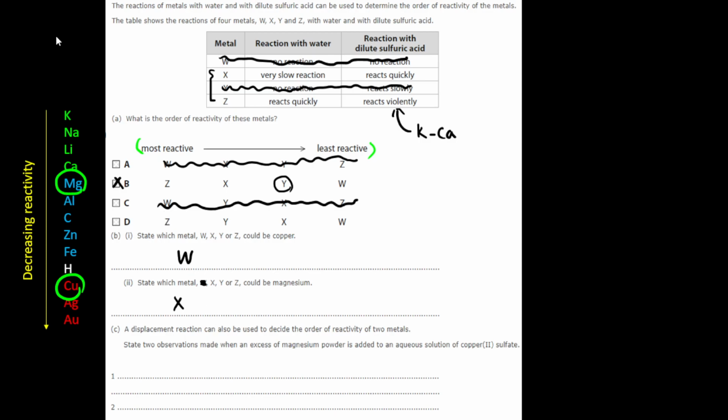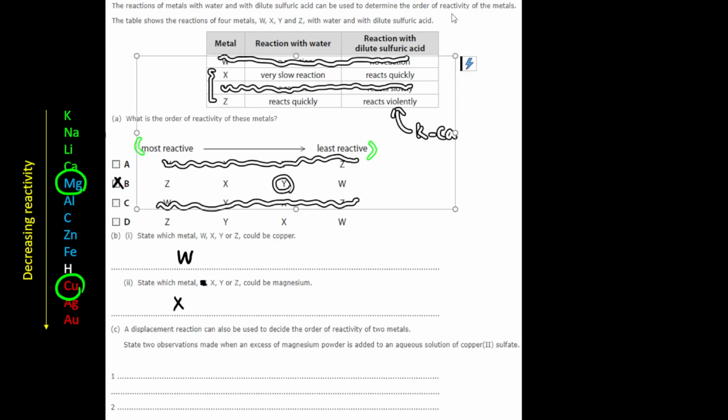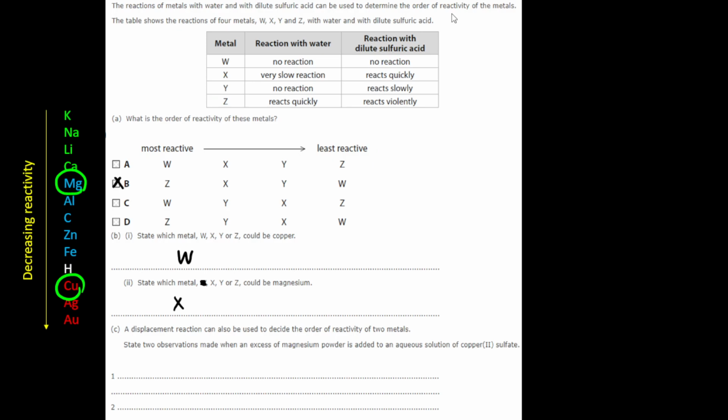Now, a displacement reaction can also be used to decide the order of reactivity of two metals. Alright, try to clear this. State two observations made when excess magnesium powder is added to aqueous solution of copper 2 sulfate. It will always be helpful for you to write down equations first. So when magnesium reacts with copper 2 sulfate, you will get magnesium sulfate and copper, right?